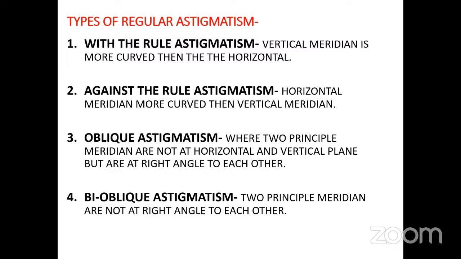Okay. So most of the younger patients that we see, generally they have cylinder at around 180 degree. That you must have observed. Minus cylinder at 180 degree is the common observation. That's because younger patients have more of a with the rule astigmatism. Yes, sir. So what will be the against the rule astigmatism?